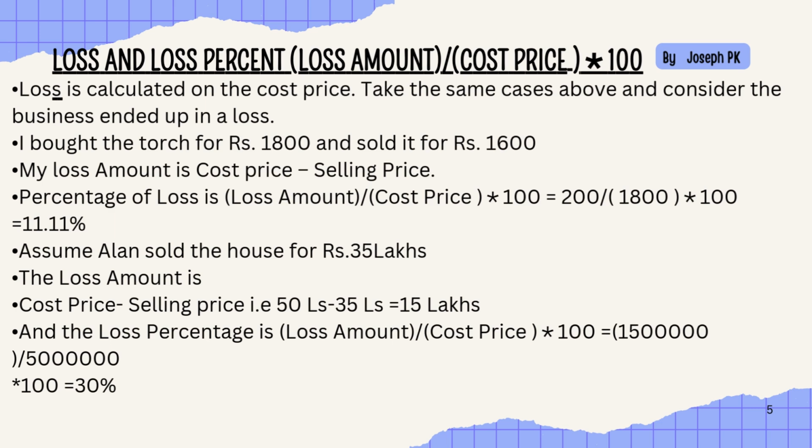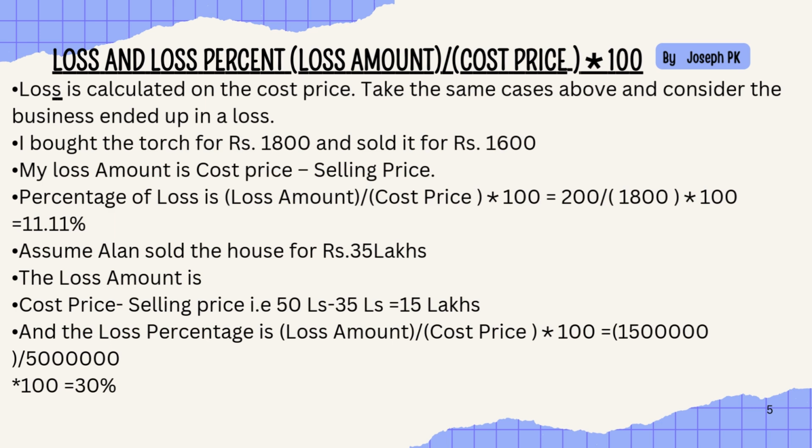Percentage of loss is loss amount divided by cost price into 100, which is equal to 200 divided by 1800 into 100, which is equal to 11.11%. Assume Alan sold the house for rupees 35 lakhs.